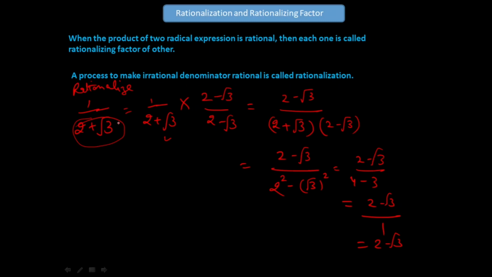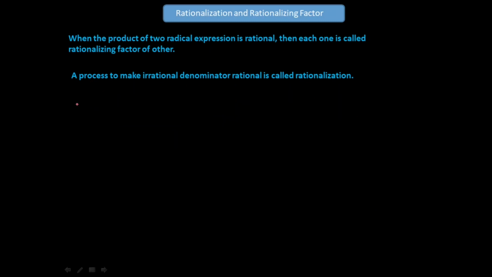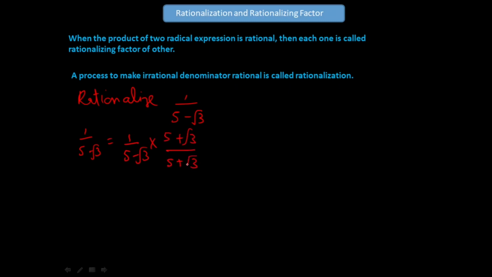Let me take one more example so that it will be more clear for everyone. Question is, rationalize 1 over 5 minus root 3. So what is the rationalizing factor of 5 minus root 3? That is 5 plus root 3. So I have to multiply and divide by 5 plus root 3. Same here, 5 plus root 3. Now simplify. 1 times 5 plus root 3, same value.